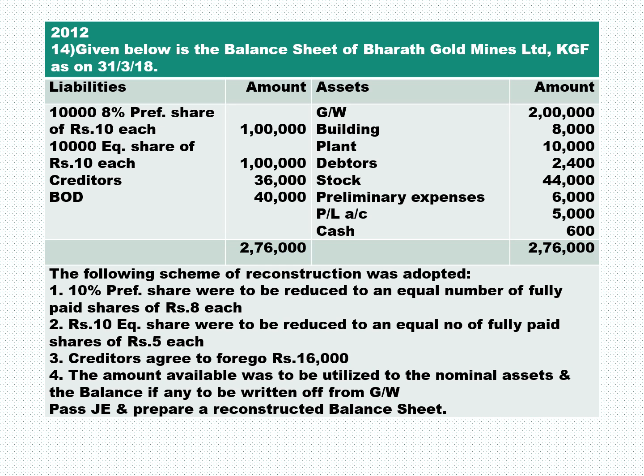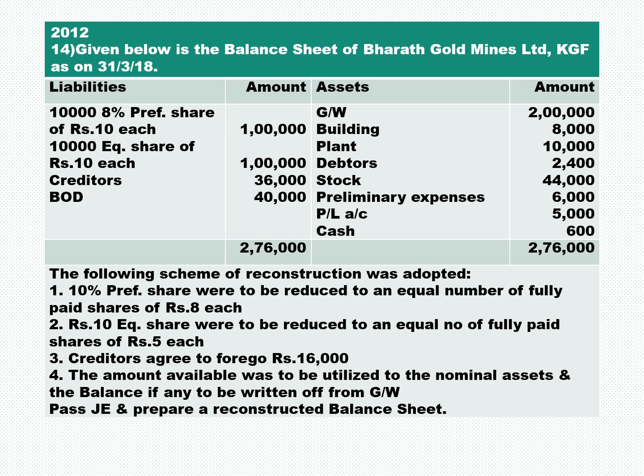The following scheme of reconstruction was adopted. 10% preference shares were to be reduced to an equal number of fully paid shares of rupees 8 each. 10 rupee equity shares were to be reduced to an equal number of fully paid shares of rupees 5 each. Creditors agreed to forego rupees 16,000. The amount available was to be utilized to write off the nominal assets and the balance, if any, to be written off from goodwill. Prepare journal entry and pass journal entry and prepare the reconstructed balance sheet.